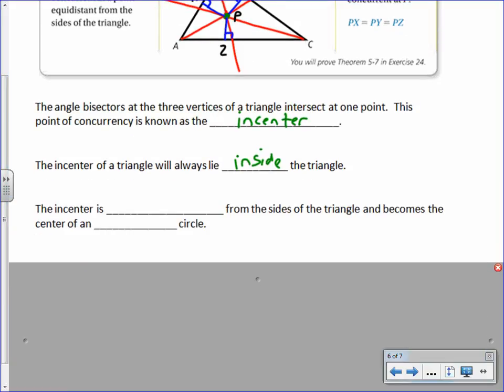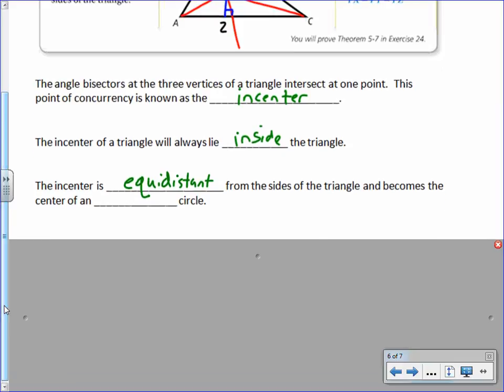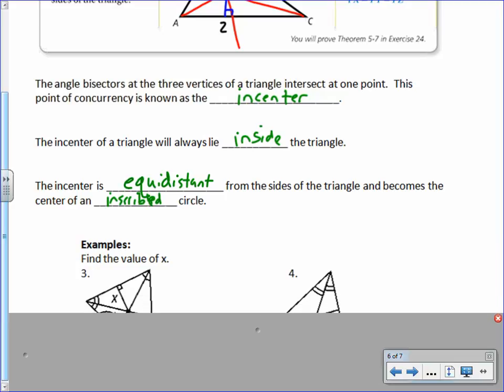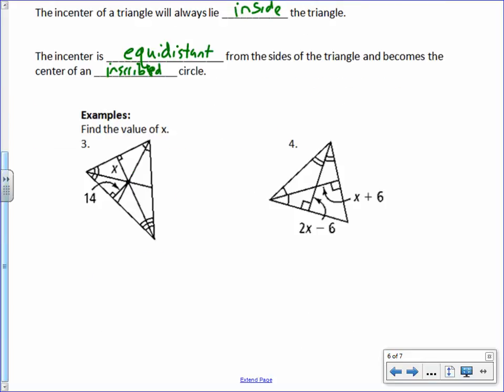The incenter is equidistant from the sides of the triangle and becomes the center of an inscribed circle. So the circle, sorry, the inscribed circle will be inside the triangle. All right? So just 2 examples real quick. Let's see if we can do them quickly.